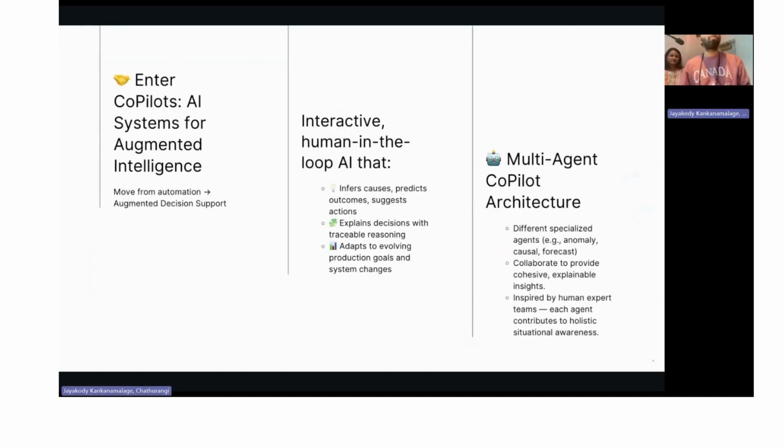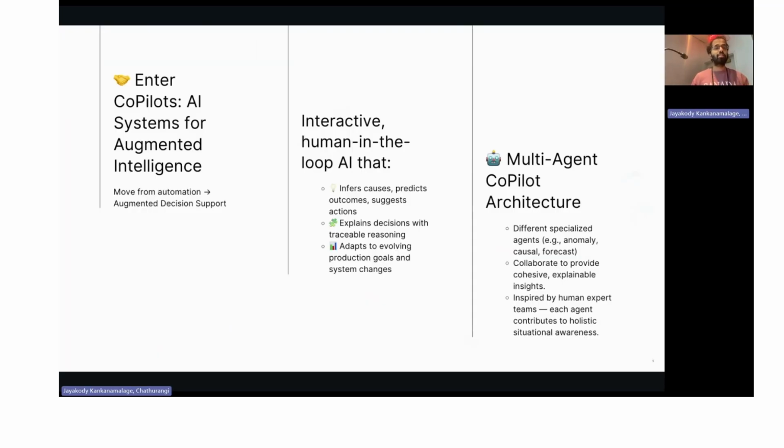Okay, so now you know the motivation behind it and why we need copilots. We can jump into the copilots. So copilots are AI systems for augmented intelligence. What I mean by augmented intelligence is that there is a human along the way who's interacting with the agent, and is able to interact, infer, and make decisions. So it's a human-in-the-loop AI that infers causes, predicts outcomes, and suggests actions. So it's not just reactive, it's an interactive session.